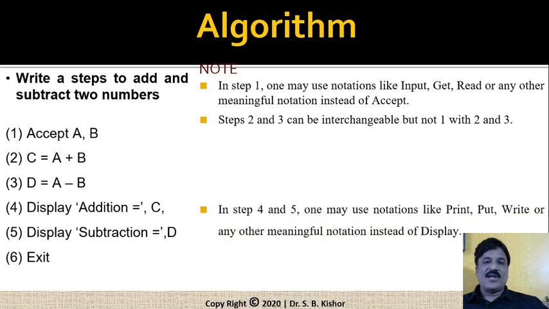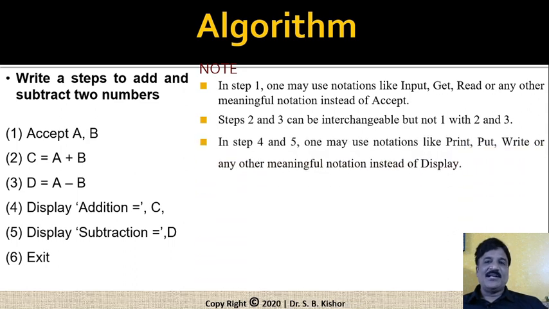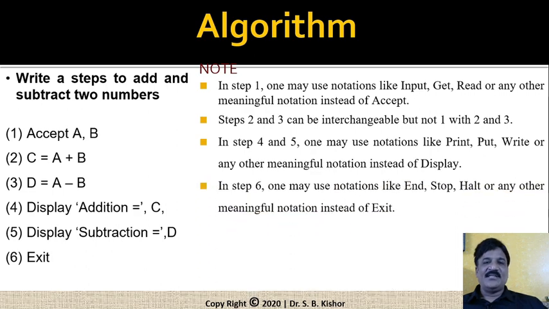Similarly, in steps 4 and 5 you may use notations like print, write, put instead of display. And in step number 6 you may write notations like stop and halt instead of exit. In short, an algorithm written by two different persons may have different notations. That is the most important part, because an algorithm cannot be executed on a computer, so everyone is free to use their own notation.